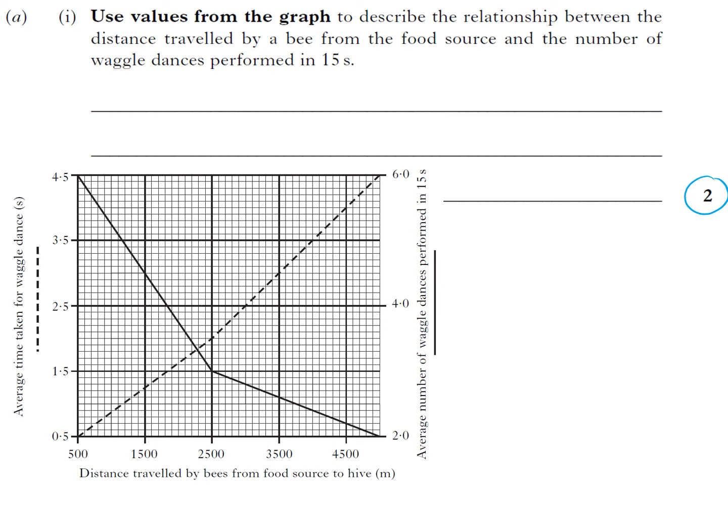So we're looking for the relationship between the distance travelled, so your x-axis, and the number of waggle dances, so this axis here. So we're looking at the solid line, so points you'll need to describe. I'll need this point up the top, I'll need this point here, and I'll need this point here, and that's it. There's nothing else in that graph in terms of describing. The reason it's tricky and the reason it's worth 2 marks is because you're reading to the secondary axis and not to the primary axis.